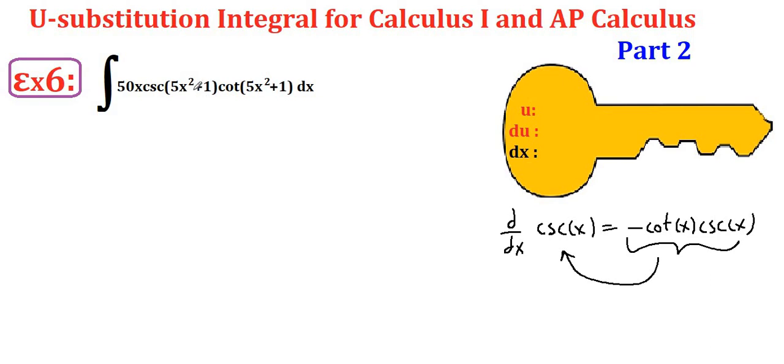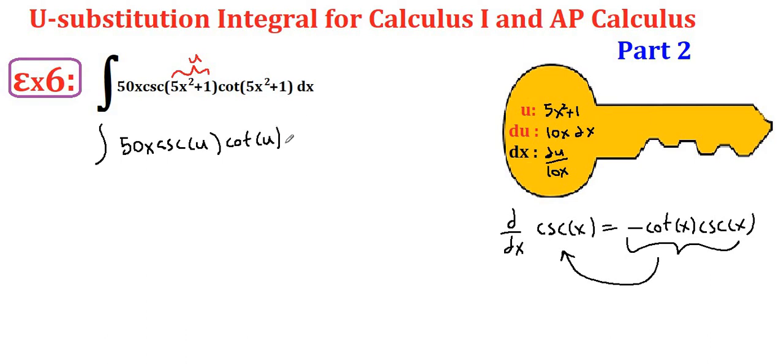So let 5x squared plus 1 be u. Then du will be the derivative of this, which is 10x dx. And dx will be du over 10x if you solve for dx here. Let's rewrite everything in terms of u. We have 50x cosecant of u, cotangent of u, and instead of dx, we have du over 10x.